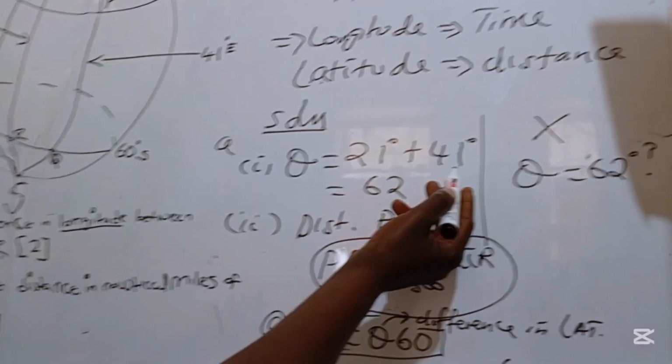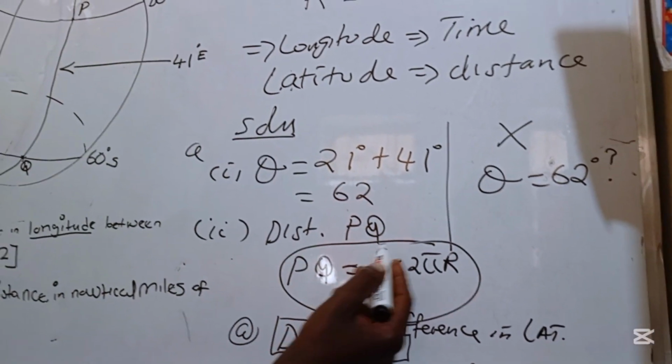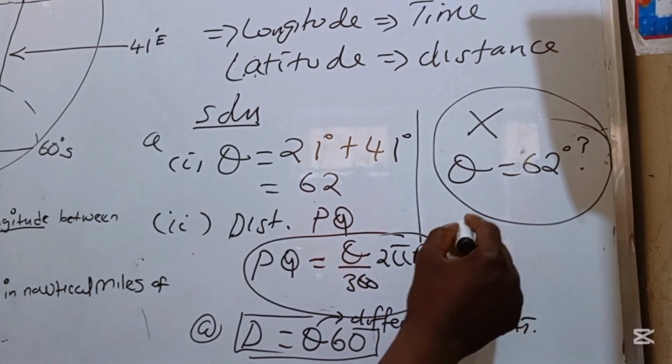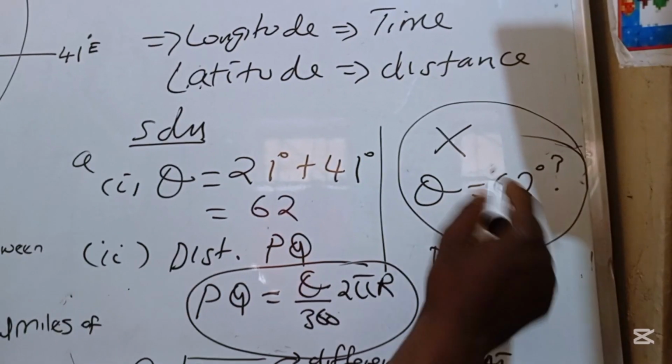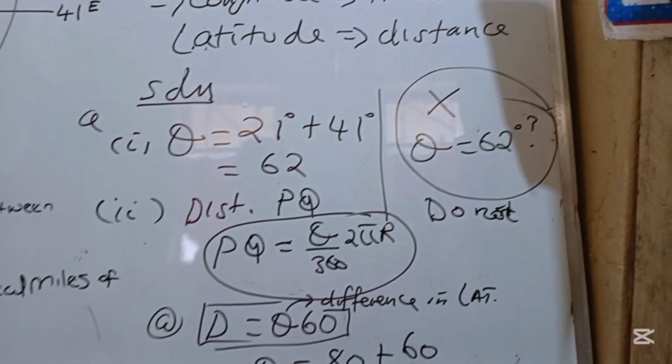You can see 21. I said it is very, very important to show this part so that you can have your final answer. Do not write just a shortcut like 62, because there will be a lot of question marks. Where did you get the 62?